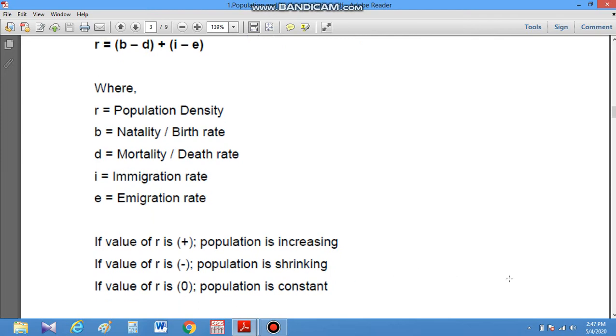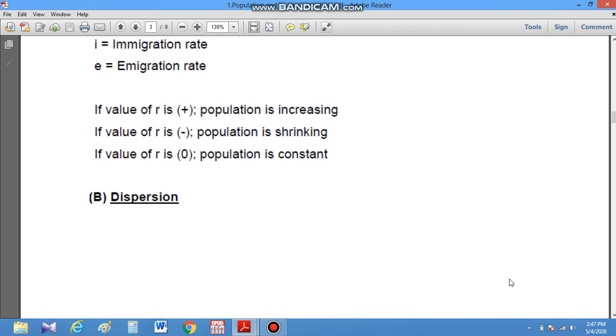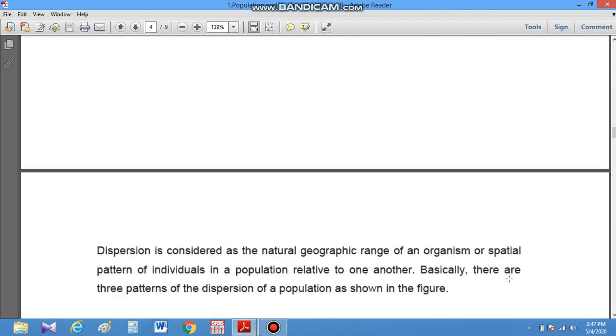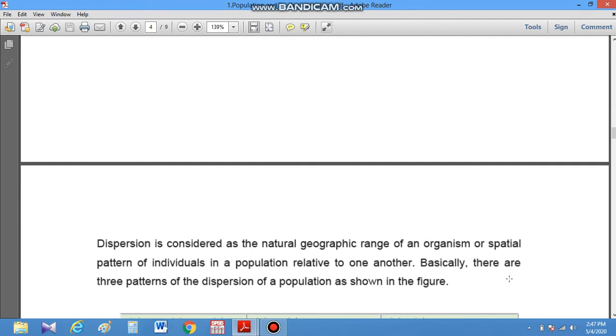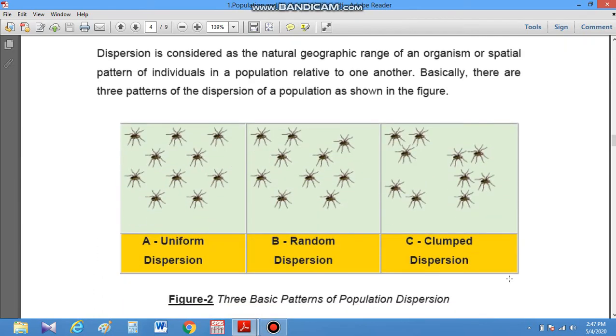Now we talk about the next characteristic, that is dispersion. Dispersion is the pattern of spacing among individuals within the geographical boundaries. That means how the population is distributed. There are three patterns of dispersion, which can be understood by these diagrams. First is uniform dispersion, second is random dispersion, and third is clumped dispersion.